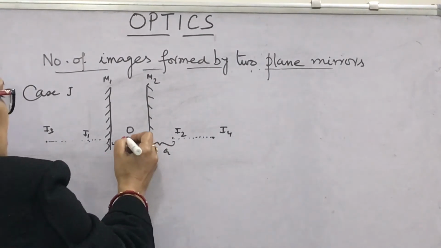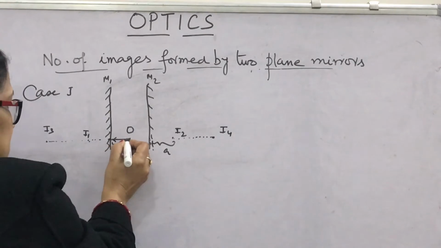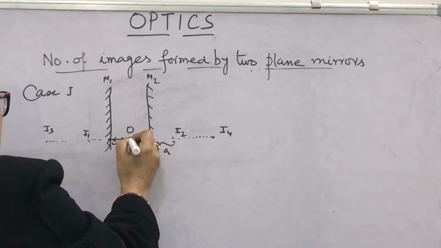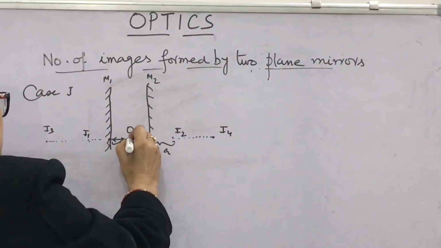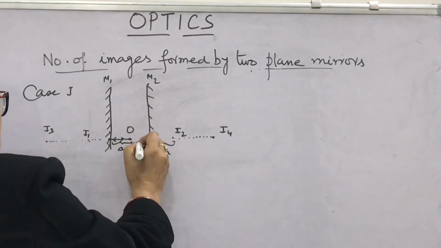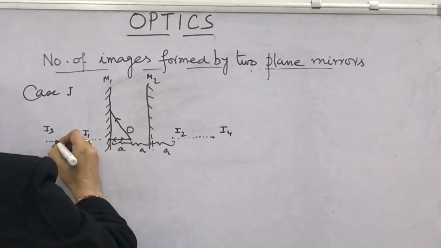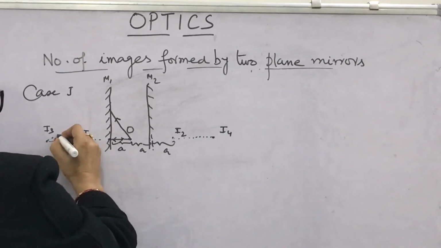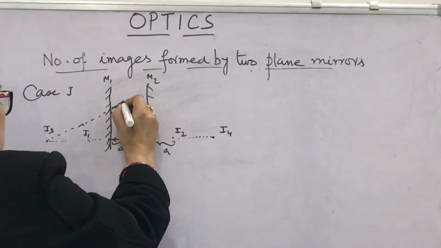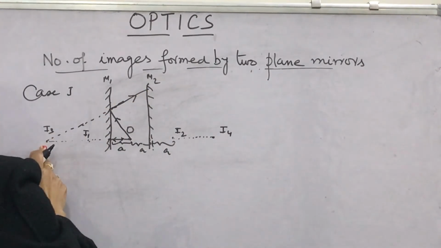How can you show this? Look here, for the first image, suppose this is the object, this is the incident ray, normal incidence, so it will be retraced. Now another ray which is at this point for this mirror, you look here that if you find another ray like this, then what will you find? That this will be reflected from mirror M1. If extended back, this I3 is formed.